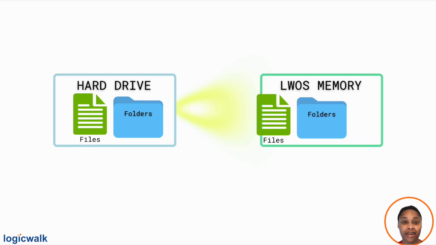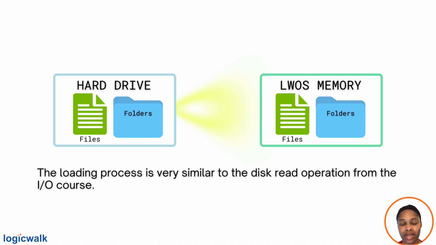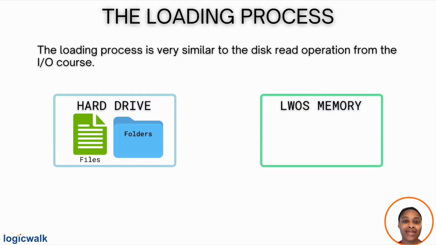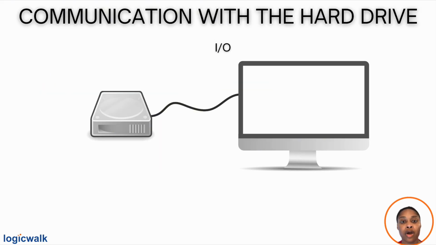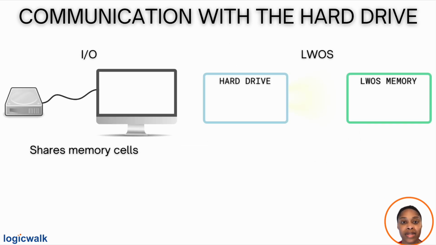This loading process is very similar to the disk read operation we studied earlier. The LWOS sets the mode to read and signals the hard drive to retrieve the data. In the I/O simulator, the computer and the hard drive communicated by sharing memory cells. Similarly, the LWOS and the hard drive communicated by sharing the file system property. Let's walk through an example.